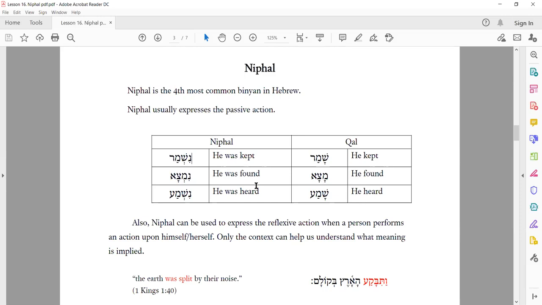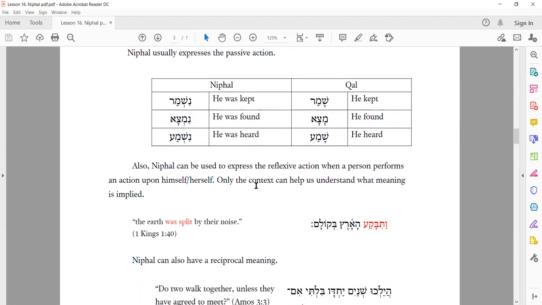So what makes us see the difference between Niphal and the other word? Only the vowel. Nishmor. But in Niphal, it will be Nishmar. Or Nimco, we will find. But in the Niphal, it will be Nimca. Do you understand the difference? That is why we have to be careful, because with the same prefix there can sometimes be confusion. And sometimes it has a reflexive meaning. Some verbs have a reflexive meaning, and we will see it in some other examples.